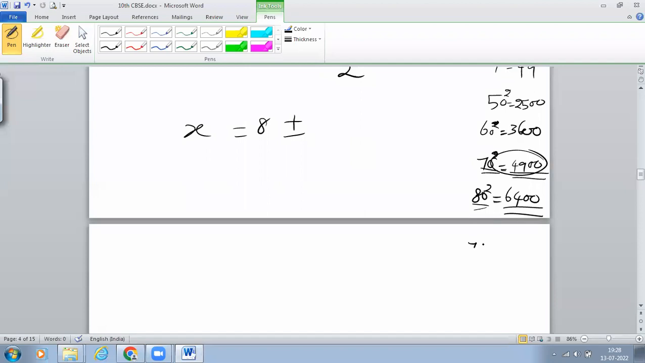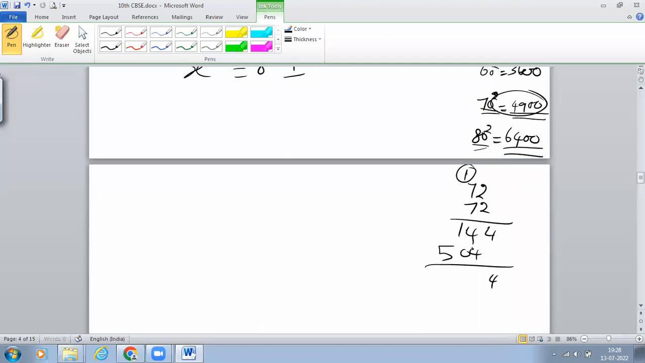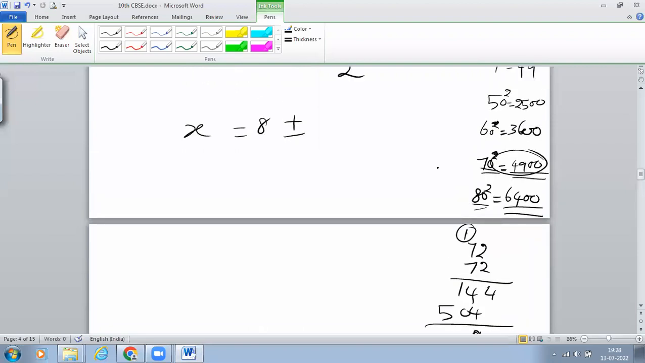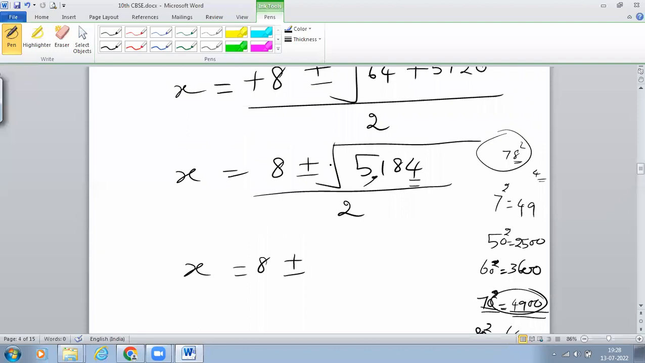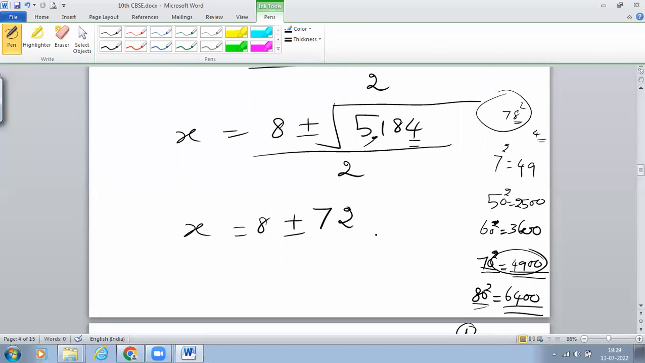You can just check 72 into 72. This is one way. 2 2s are 4, 2 7s are 14. So I will write 14. Now 7 2s are 14. So 4, 1 carry over. 7 7s are 49. 49 plus 1 is 50. So we have to add this. 4 plus 4 is 8. 1 plus 0 is 1. This is 8 and this is 1. So what is the answer, ma? 5184. So 72 into 72 is 5184. Therefore, square root of 5184 is 72. This is also a method to find the answer. You can just use trial and error. We are checking the answer. That's it.